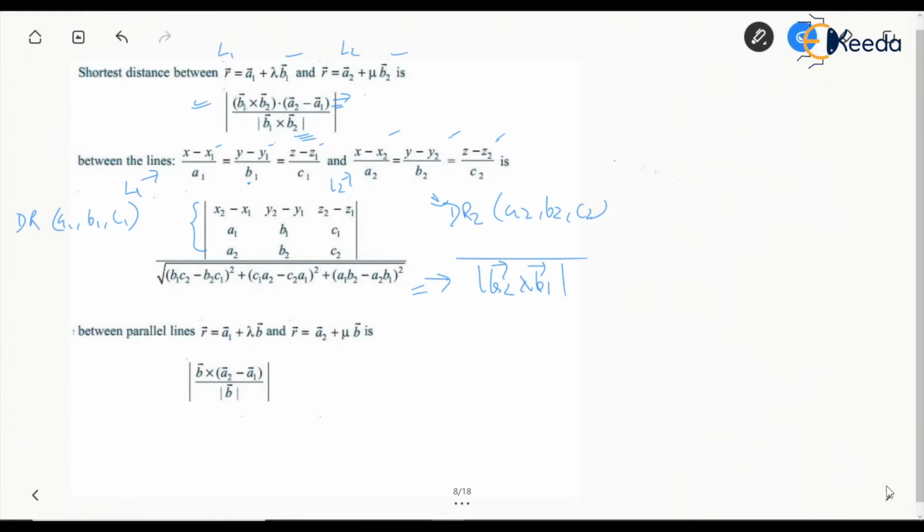So we are dividing the scalar triple product by the magnitude of the cross product, and this will give the distance between the lines. So when is this distance going to be 0? The shortest distance between the lines going to be 0? Of course, when the lines are intersecting. So for intersecting lines, the smallest distance is going to be 0.